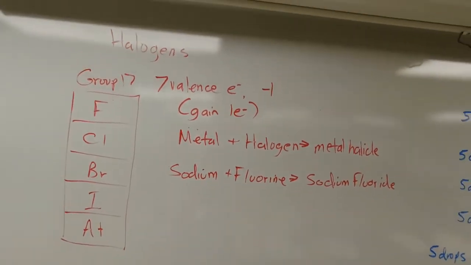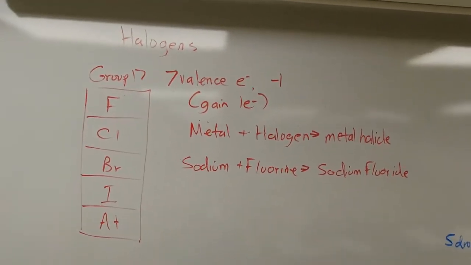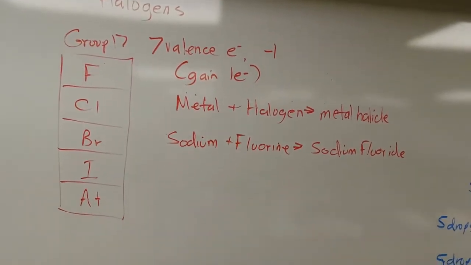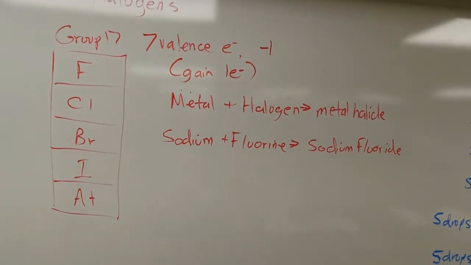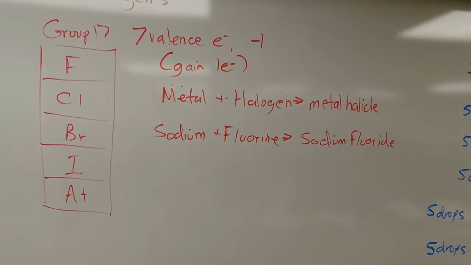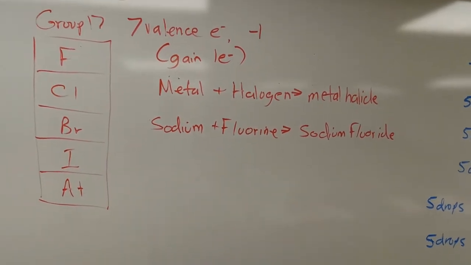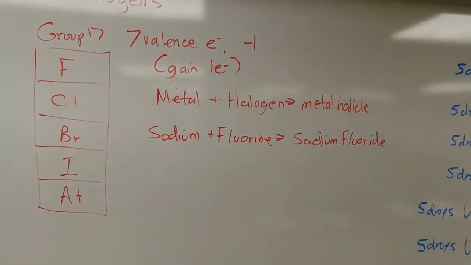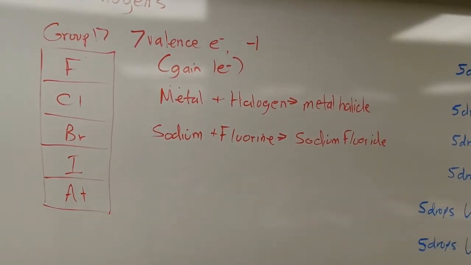So for example, if we take sodium and put it with fluorine, it's going to react in such a way that sodium is going to give up its electron. It's going to become sodium ion, which is +1. Fluorine is going to gain 1 electron. It's going to become fluoride, and that's going to be F-1. So the ionic charge for all of these becomes -1 because they're all going to gain 1 electron to become full, like a noble gas.